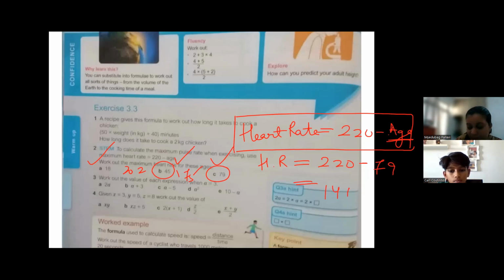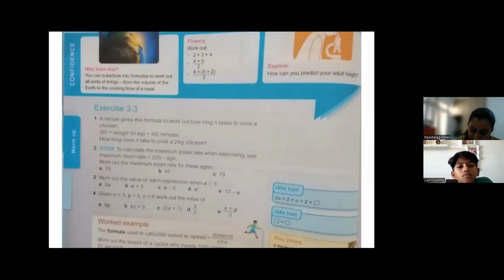4 and 1. Yes, correct. 141. Got it? Yes. Let's see the next one. Question number 3. Work out the value of each expression when a is equal to 3.